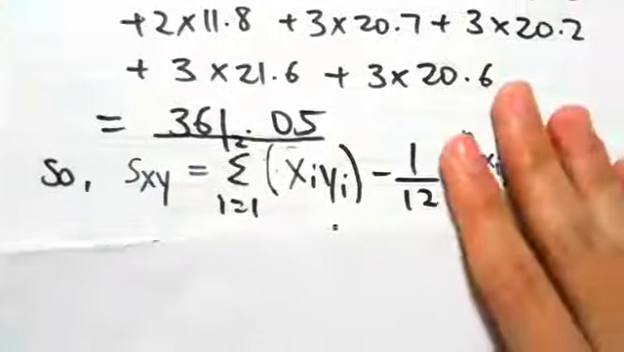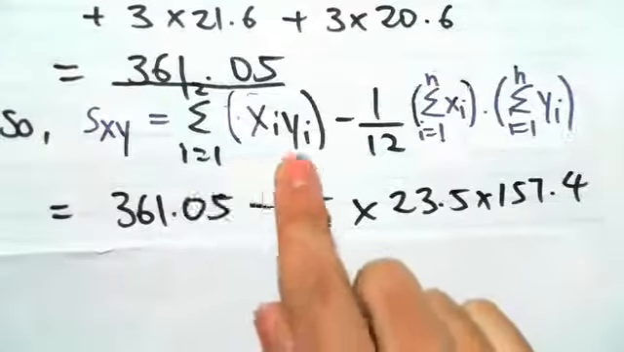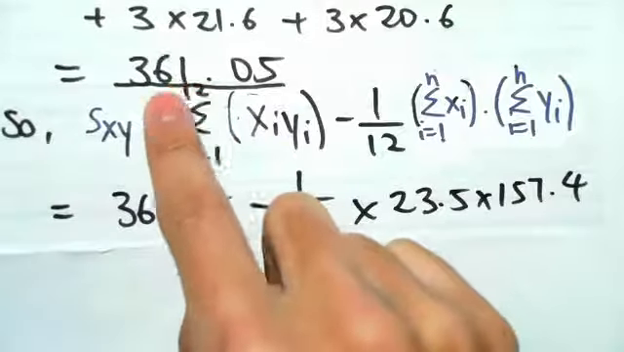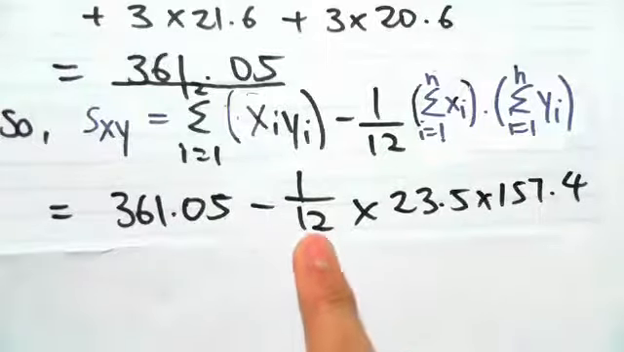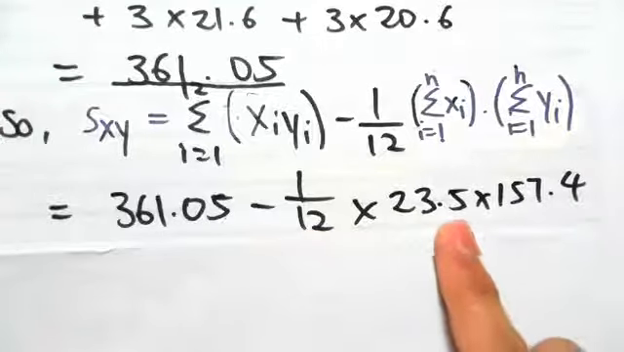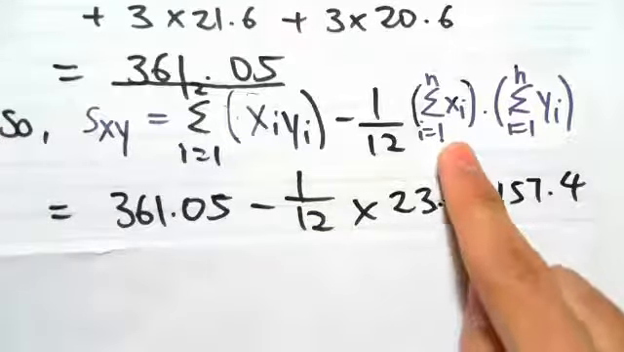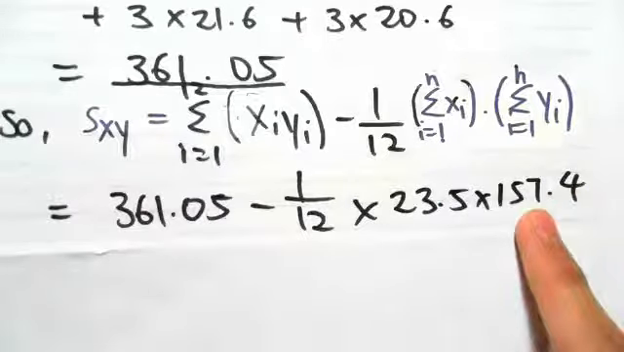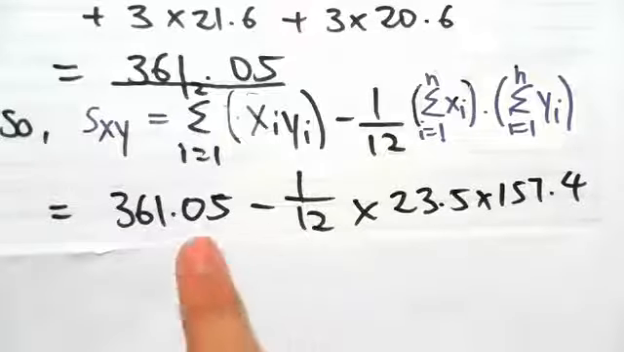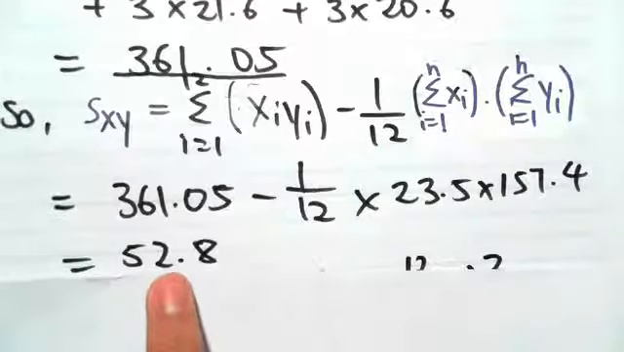So sxy is equal to this summation xi times yi, which we calculated to be 361.05, minus 1 on 12. Remember our sample size was 12, so this is why there is a 12 here. Times 23.5 times 157.4. Our summation xi, which we found at the beginning, was 23.5, and the summation of yi we found to be 157.4. So we're just subbing in all the numbers, and when you plug these into the calculator, you should find that sxy is equal to 52.8.